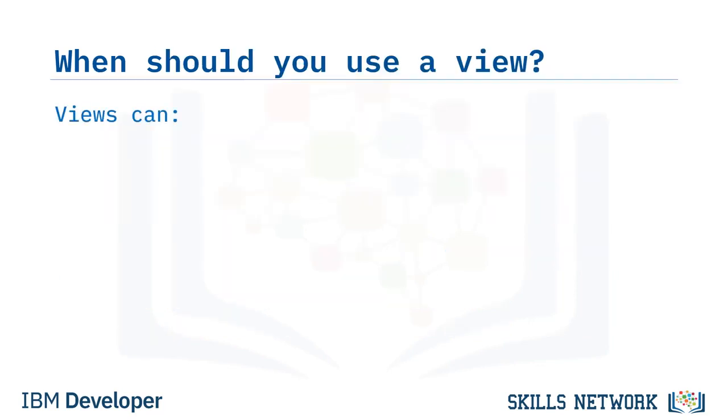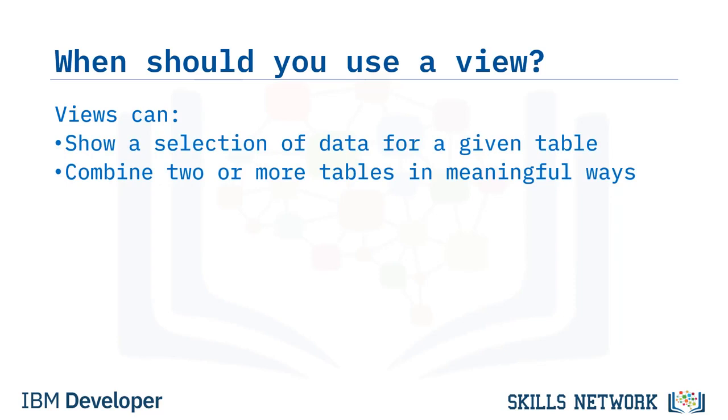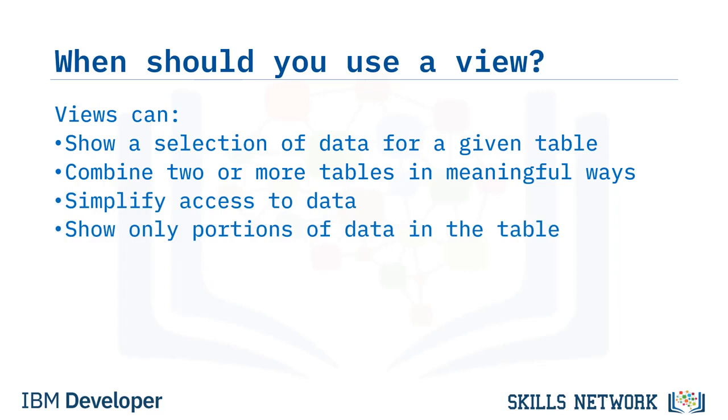You can use a view to show a selection of data for a given table, so you can omit sensitive data like tax information, birth dates, or salaries. Combine two or more tables in meaningful ways. Simplify access to data by granting access to a view without granting access to the underlying tables. And show only the portions of data relevant to the process that uses the view.